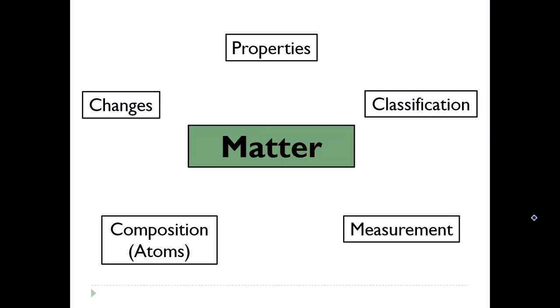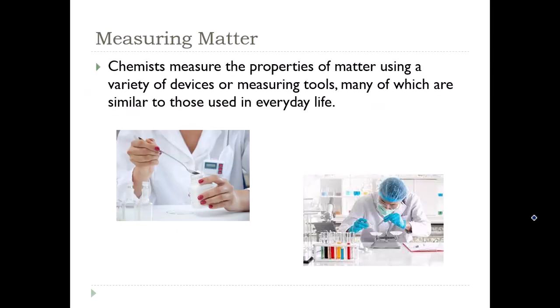We now turn our attention to making measurements about matter. Chemists measure the properties of matter using a variety of devices or measuring tools, many of which are similar to those used in everyday life. So we use rulers to measure length, mass balances to measure mass, and so forth.